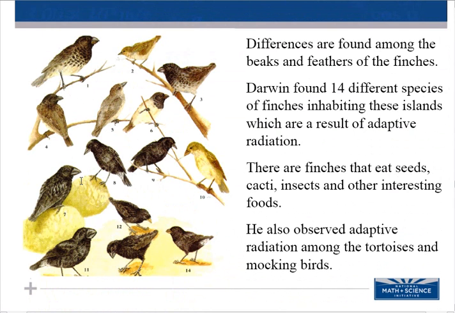A little bit more on the finches. Now, you certainly don't need to know all 14 species for the AP Bio test. It's just a great example of adaptive radiation. It would be good to be able to describe the process of adaptive radiation using finches as an example.